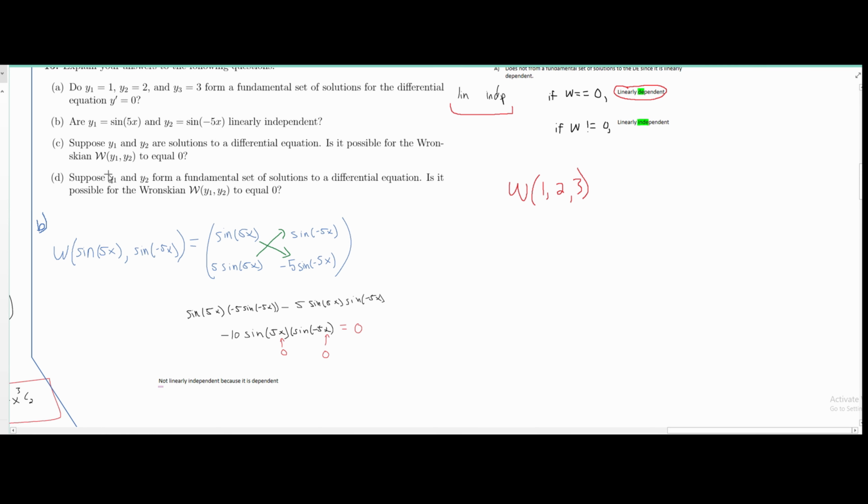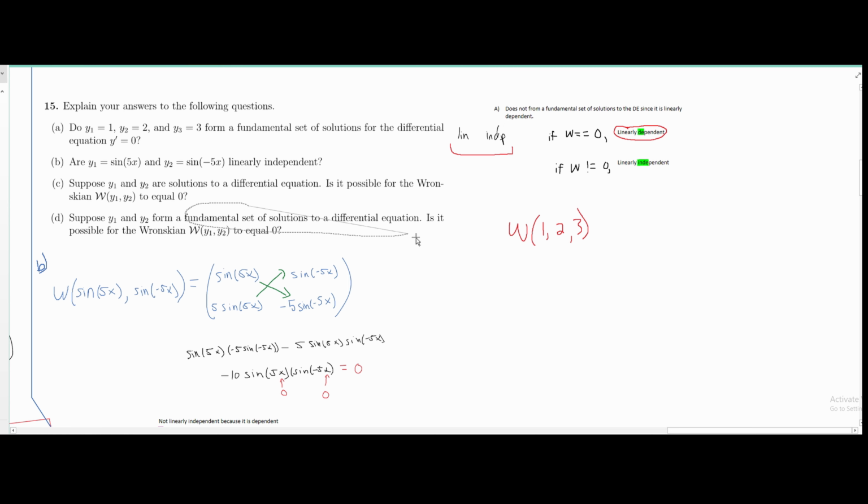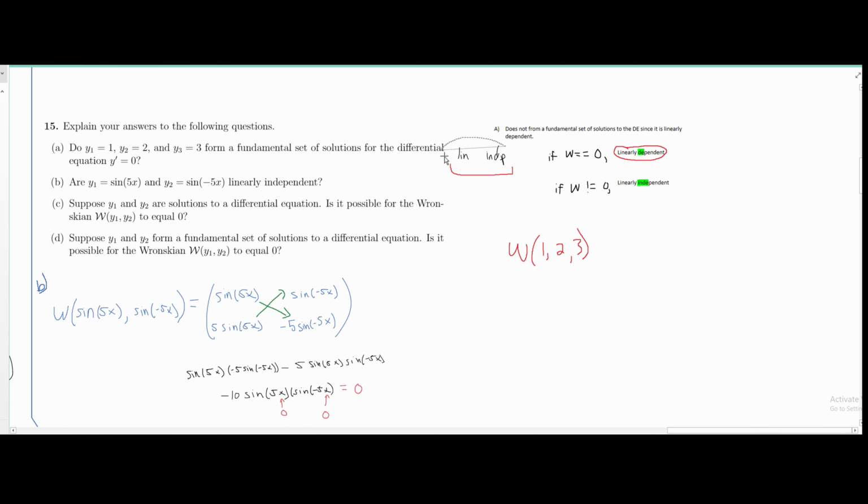For part D, we're asked to suppose that y1 and y2 form a fundamental set of solutions to a differential equation. Is it possible for the Wronskian to equal 0? If they form a fundamental set of solutions, recall that they have to be linearly independent. And for something to be linearly independent, the Wronskian cannot equal 0. So going back, if it does not equal 0, it is linearly independent. And we need it to be linearly independent for it to be a fundamental set of solutions to a differential equation.